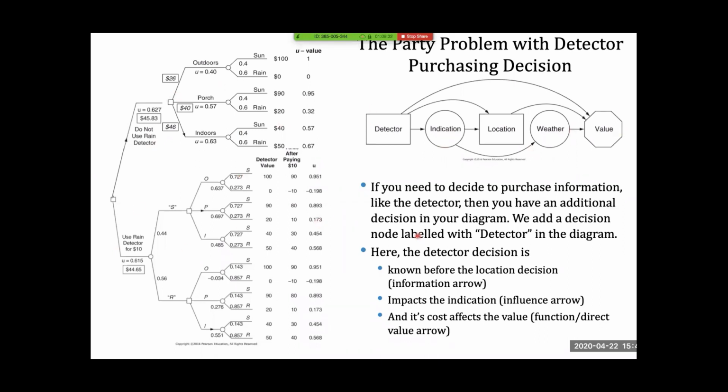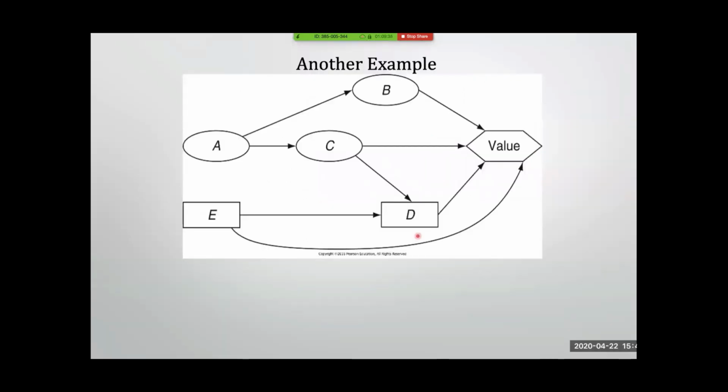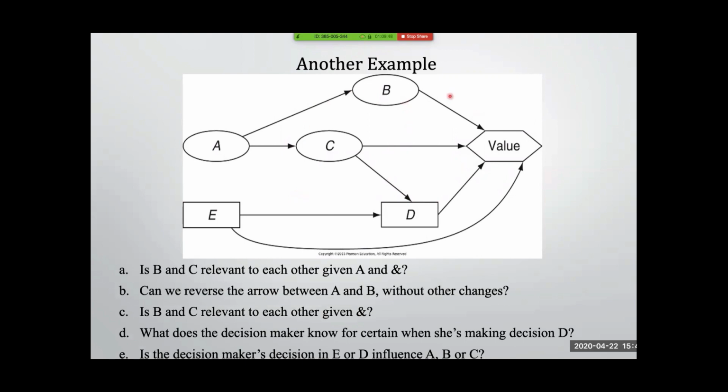Okay. Just as practice, let's look at another example over here. I'm not going to tell a story about this example. Rather, you can just take the example as is. And we have 5 questions that you can answer based on this decision diagram. The first question is, are distinctions B and C relevant to each other given A and background knowledge? Well, you answer this question as you would before in the relevance diagram.